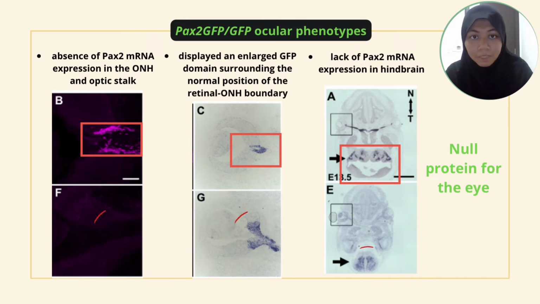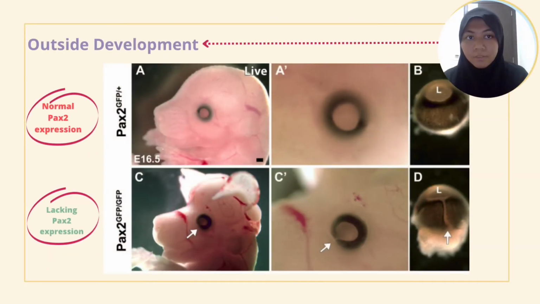Lastly is the lack of PAX2 mRNA expression in the hindbrain. So you can see in picture A is the normal expression of PAX2, hence the normal size of the mouse brain over here. However, in E, where there is lack of PAX2 expression, you can see that the brain is there, but the size is significantly smaller than the PAX2 GFP plus. The PAX2 GFP mutant has a smaller brain over here. And based on all of these factors, they concluded that PAX2 GFP produces a null protein, which is a non-functional protein for the mouse eye.